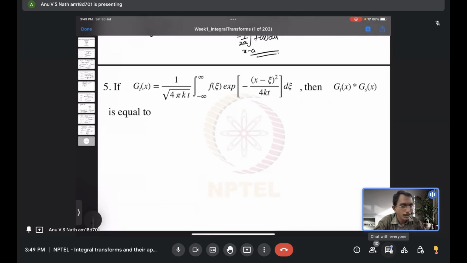Okay, so now we'll move to the final problem, which I don't have any options for. Anyway, you can try this for 2-3 minutes, then I will start explaining it. It is given that g_t of x is defined with this integral expression, and then it asks for the convolution of g_t of x with g_s of x, where t and s are some variables and x is another variable.